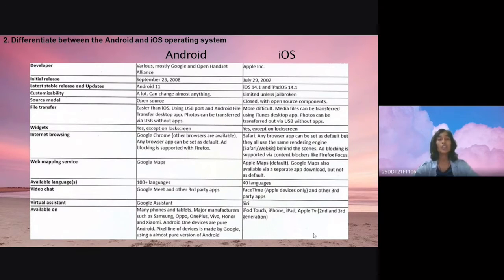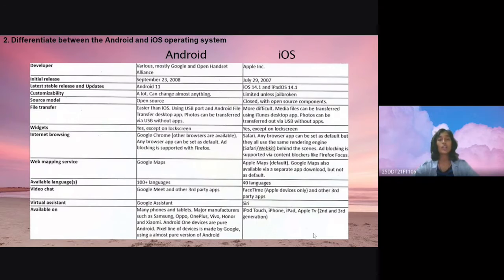The languages available on Android are more than 100, but the languages available on iOS are 40 only. The video chat in Android that we can use is Google Meet and other third-party apps. The video chat for iOS that we can use is FaceTime, which we can use with other Apple devices only, and other third-party apps. The virtual assistant for Android is Google Assistant. The virtual assistant for iOS is Siri.